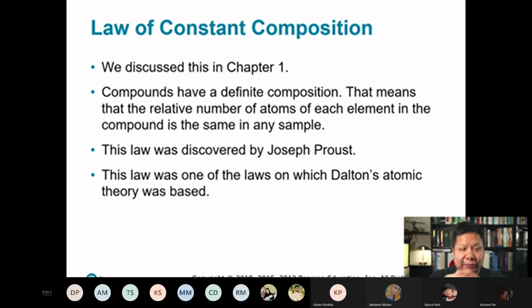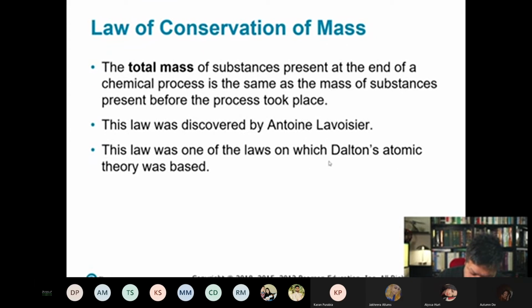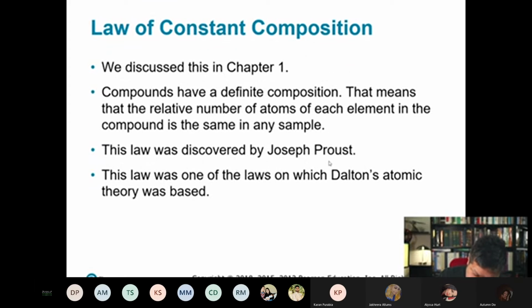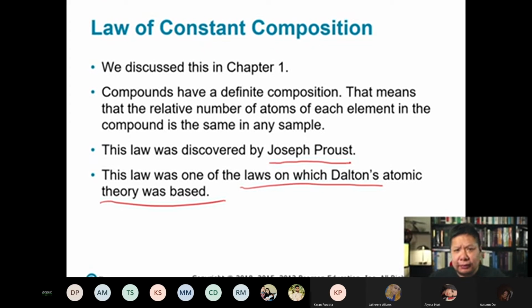And so you think to yourself, man, I really wish I could have come up with that because then I would have laws named after me. So this law was actually discovered by a guy named Joseph Proust, right here. Joseph Proust, okay? And this law was one of the laws on which Dalton's atomic theory was based, right? So Dalton drew on this law, Joseph Proust's law, to make his atomic theory, okay?